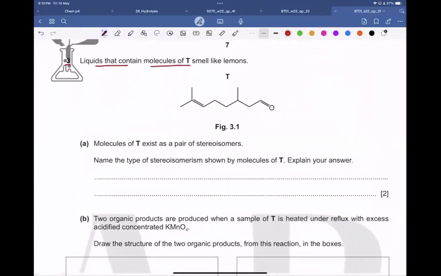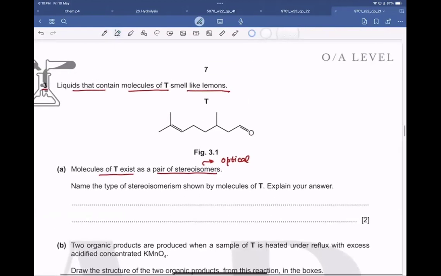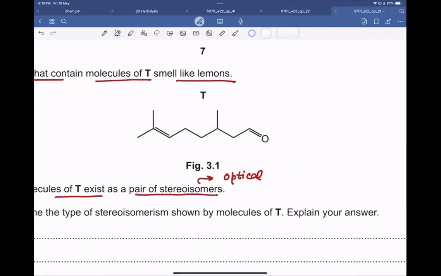Liquids that contain molecules of T smell like lemons. Okay. The molecule of T exists as a pair of stereoisomers. If you see over here, this carbon has two similar groups. So it helps me to identify that the stereoisomerism over here is going to be optical, not cis-trans or geometrical, because the double bonded carbon must have two different groups in order to show cis-trans or geometrical isomerism. And optical isomerism can be shown by this carbon, because if you see, this carbon is chiral. Is this understandable to all of you?